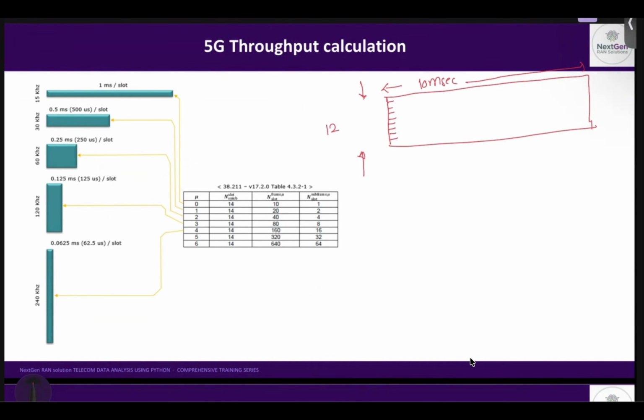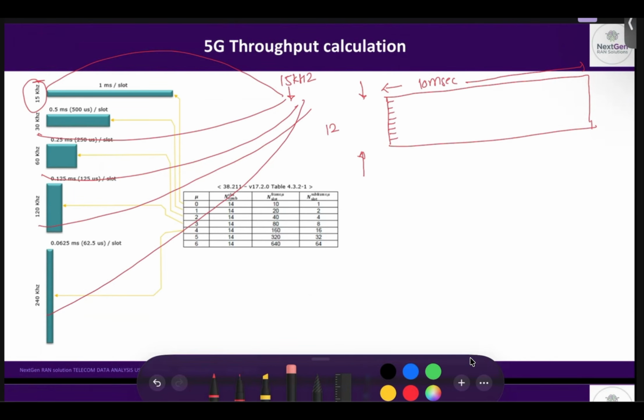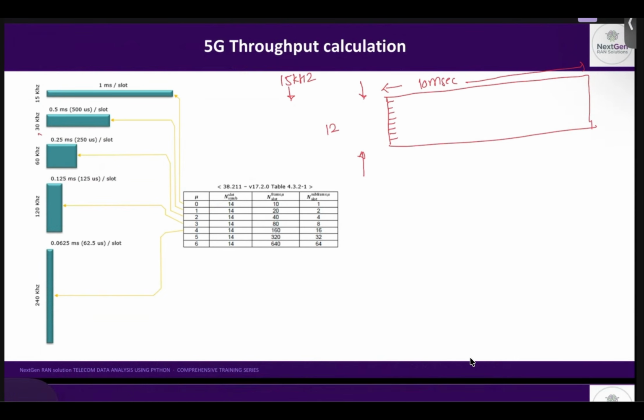In 4G it was only 15 kilohertz, but in 5G we can have 15 kilohertz, 30 kilohertz, 60 kilohertz, 120 kilohertz, or 240 kilohertz. So let's see how it works in 5G. There is one radio frame, each of length 10 millisecond, and we start with a 15 kilohertz subcarrier spacing.